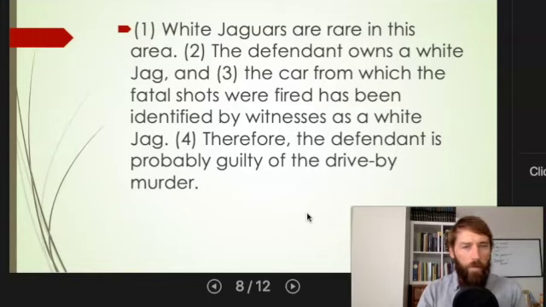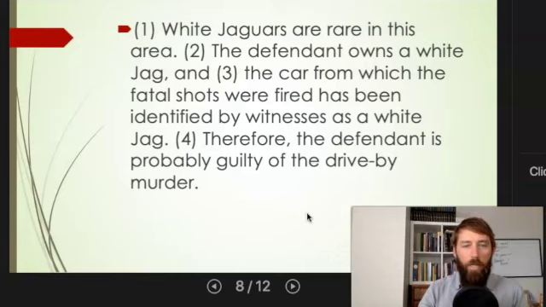Does 2 support 3? Does the fact that the defendant owns a white Jag lead you to believe or count as evidence that the car from which the fatal shots were fired was identified by witnesses as a white Jag? No! That doesn't work either. What kind of evidence would convince you of 3? Well, I want to hear the testimony of the witnesses. That would convince me. So none of these premises are evidence for each other. We could think about any relationship from 1, 2, and 3 that we want, and none of them are going to be evidence for each other.